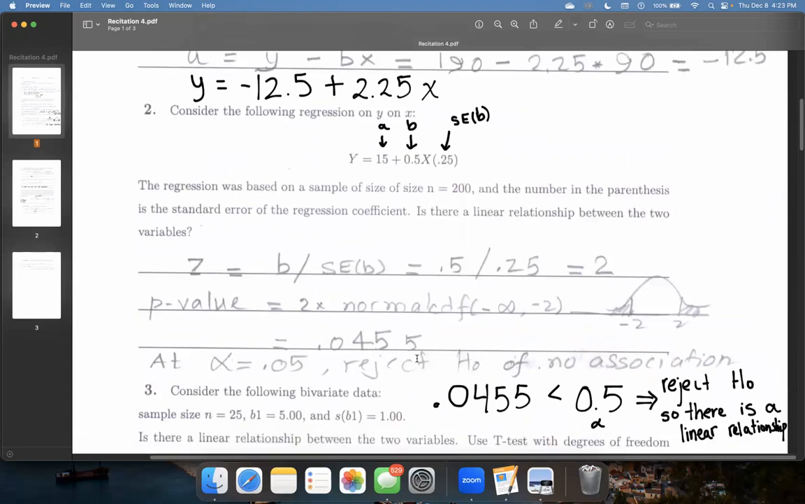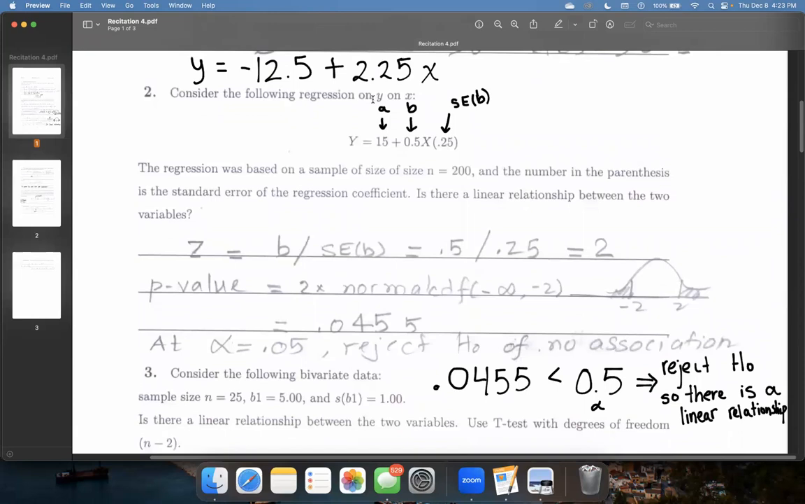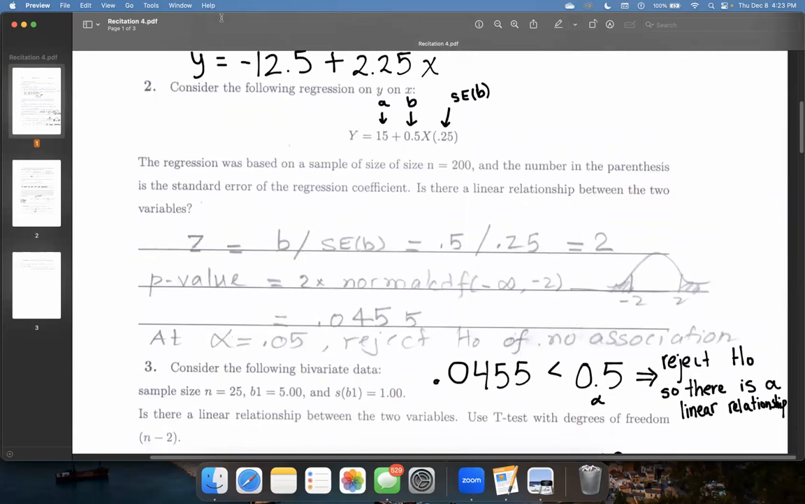Consider the following regression of y on x. I believe that should be of. So here we have y equals 15 plus 0.5 x. And here we have our standard error of b, and this is our b and this is our a. The regression was based on a sample size of n equal 200, and the number in the parentheses is the standard error of the regression coefficient.